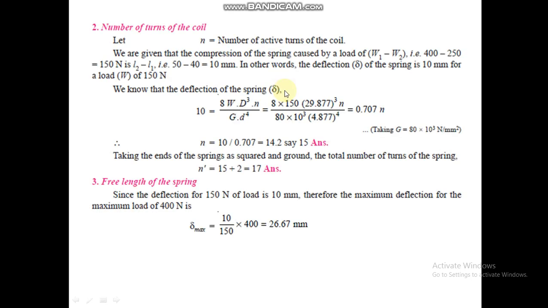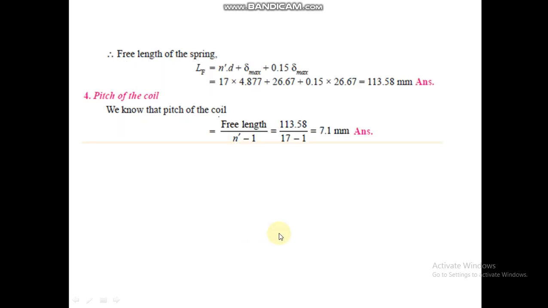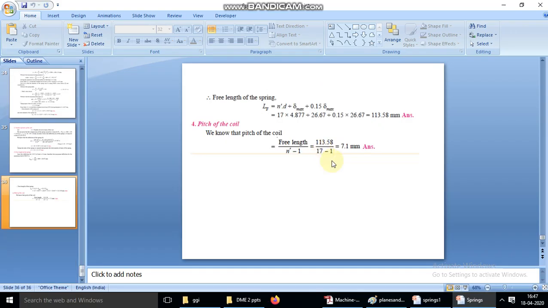You put the value of the number of turns and the diameter of the wire. Maximum deflection you can calculate from here. For 150 load, deflection is 10, and for 400 load, deflection will be 10 upon 150 into 400, so it is 26.67. Put the value here, and this is 0.15 into delta max. Put the value of delta max here, and this is your answer for free length. Pitch of the coil is free length upon n' minus 1, and this is your pitch of the coil.